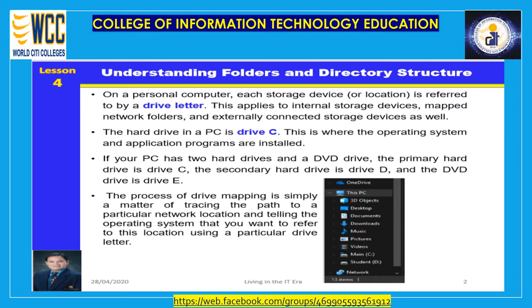The hard drive in a PC is drive C, as I mentioned, and this is where the operating system and application programs are installed. If your PC has two drives and a DVD drive, the primary hard drive is drive C. The secondary hard drive is drive D, and the DVD drive is drive E.